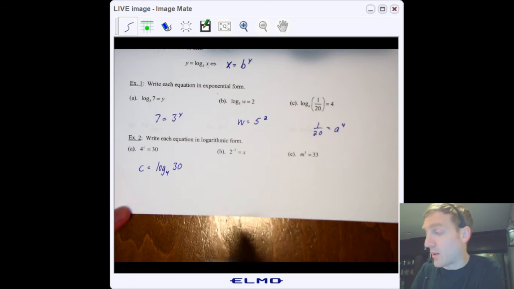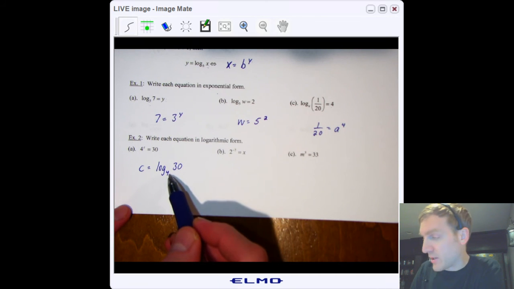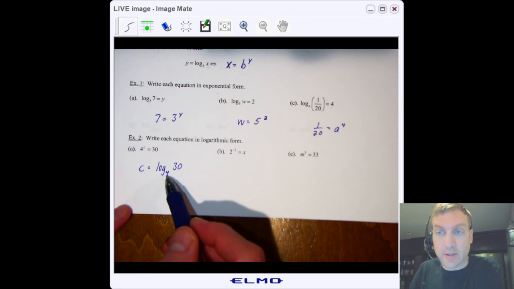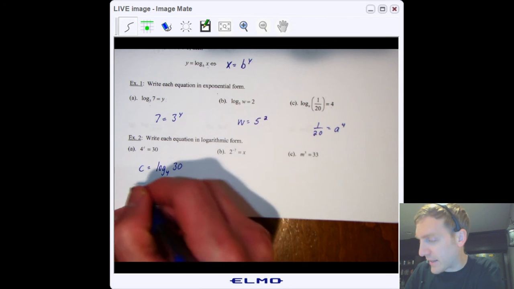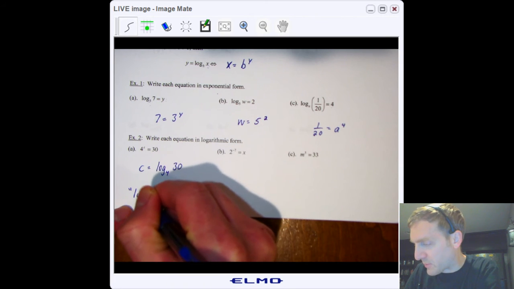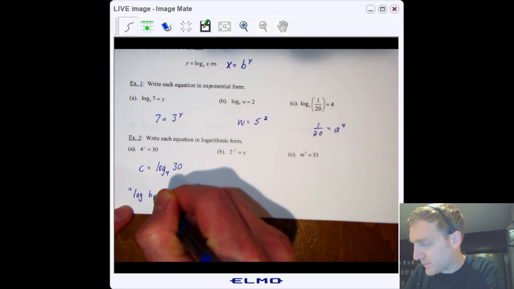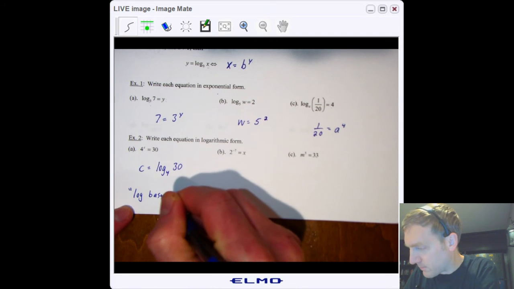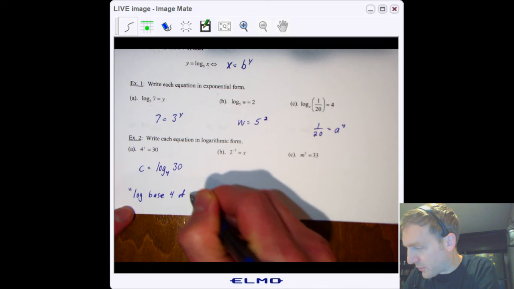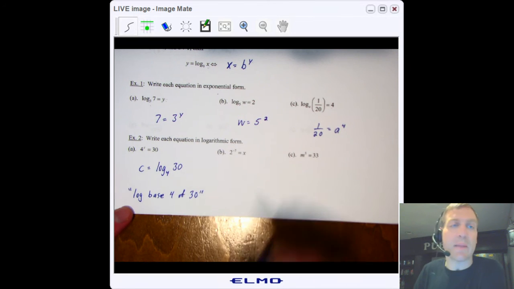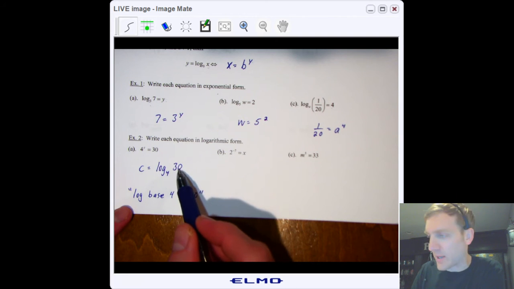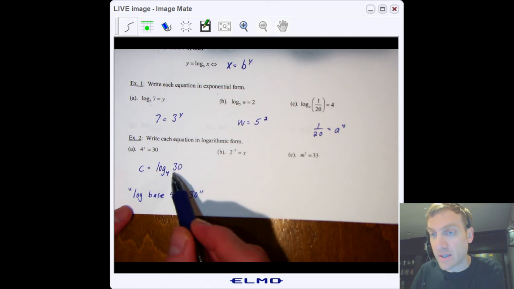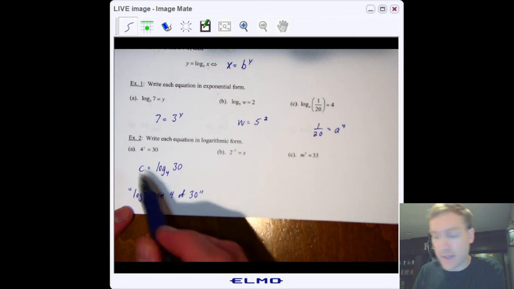Notice when you write a logarithm, the 4 is a base. You make it smaller. You make it a subscript on the log. Log base 4 of 30. Now let me explain how to say that, because this is your first experience with logarithms. We say log base 4 of 30, right? It's not a product. Don't say log times 30. That's what students like to say, log base 4 times 30. This is not a product. It's a function. Log base 4 of 30 equals c.